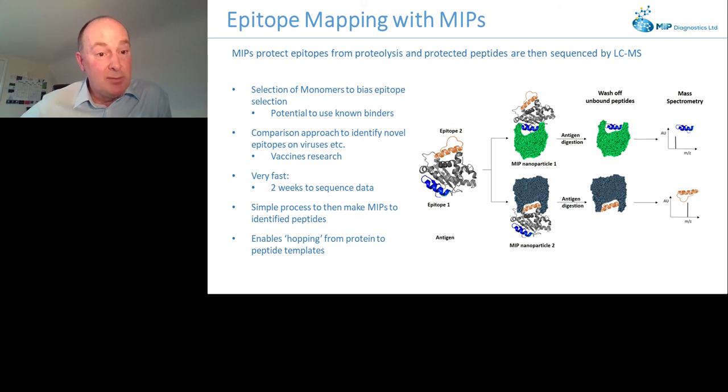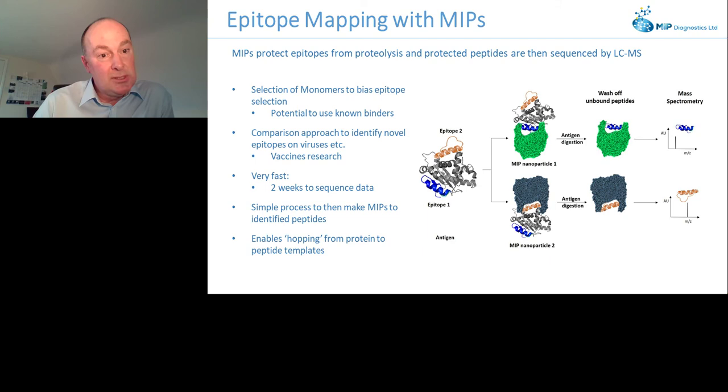This is a very rapid process and allows us to get sequence data for individual epitopes in around 2 weeks. A project would take around maybe even a year to do with antibodies. We had to raise them for that process. So this is also extremely useful for hopping from a protein to a peptide, so that we can then make MIPs to a less expensive peptide for use on proteins at a later date.